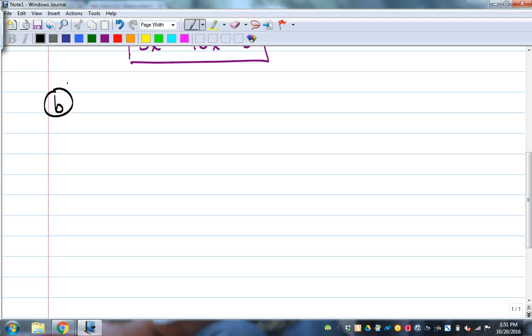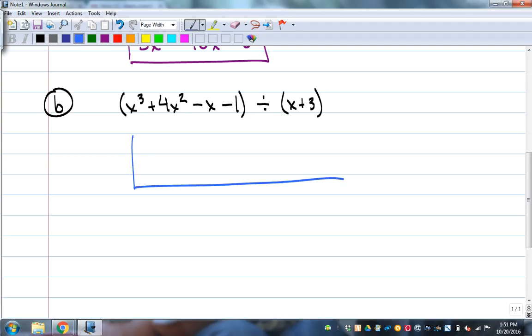Once we get the process of synthetic down, it actually is a lot easier, in my opinion. So, we've got x cubed plus 4x squared minus x minus 1 divided by x plus 3. Setting it up, coefficients go on the inside. There's a 1 in front of x cubed, 4x squared, -1, -1.